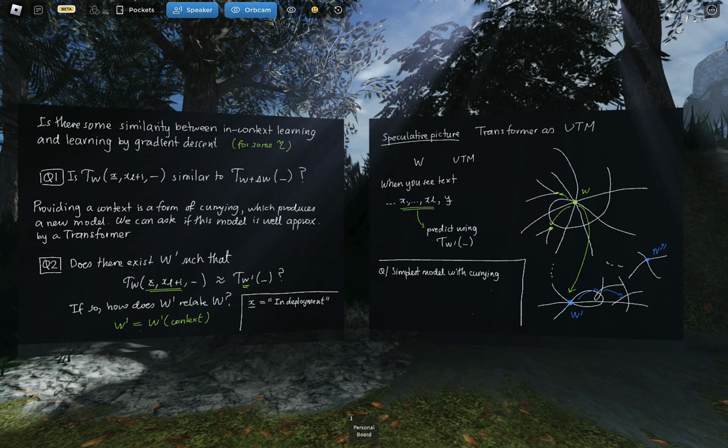And from a theoretical point of view, it might be kind of futile to study W itself, right? I mean, we train the model, it's some very complicated singularity. We probably have very little chance of saying anything directly about that, but maybe there's some chance of saying something about the W primes. I don't know.